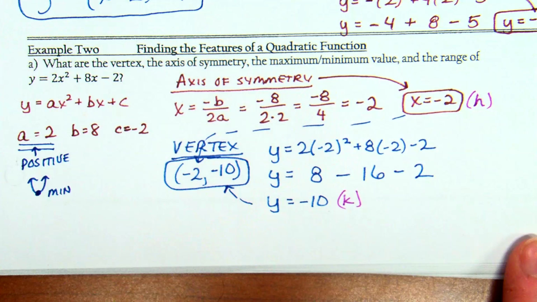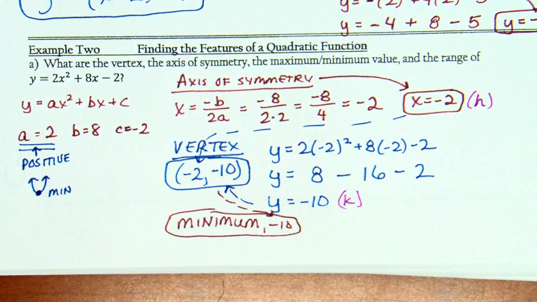So yes, I do agree. It is always the K value. The min or max, you have to decide. Is my parabola opening up and it's the bottom point, so it's a minimum? Or is my parabola upside down and it's the top, so it's a maximum? If A had been -2, it would be a maximum, because then my parabola would be upside down and the vertex would be at the top.